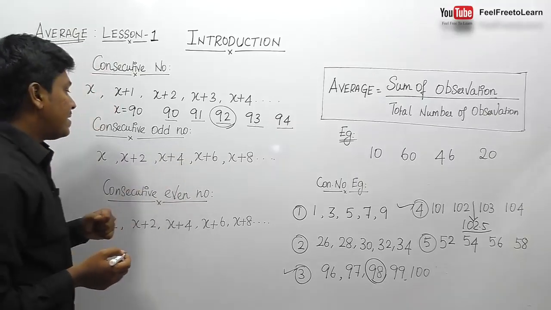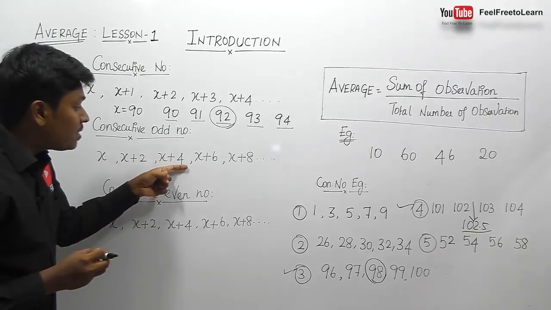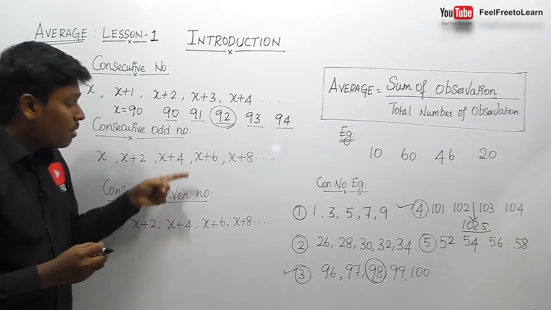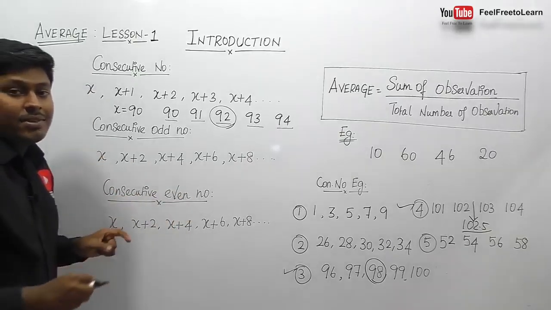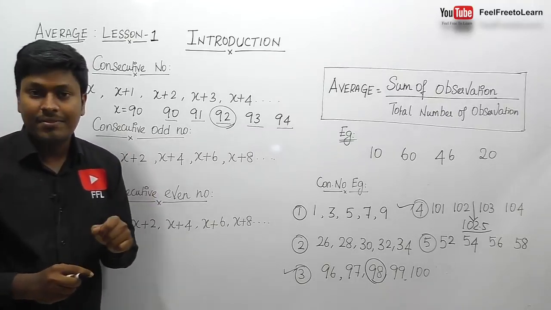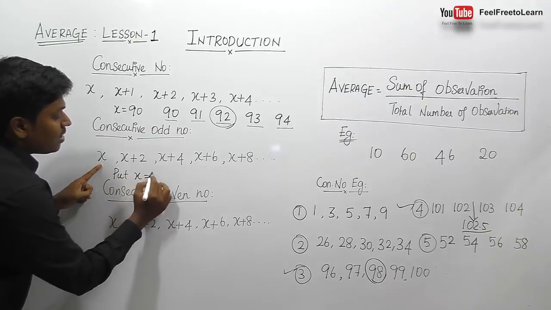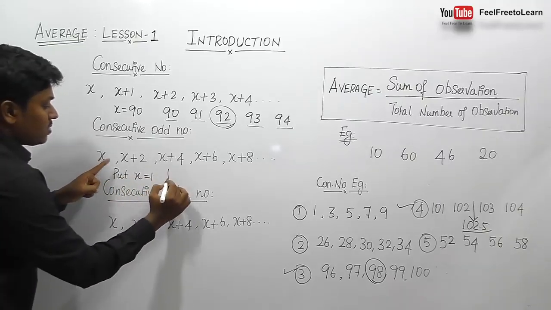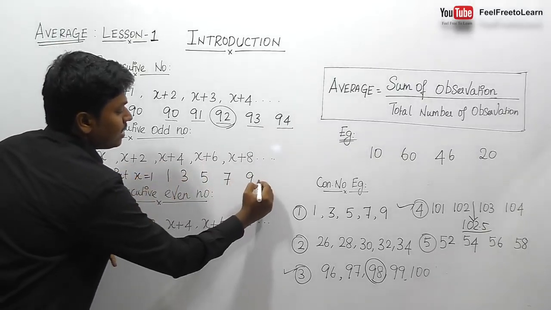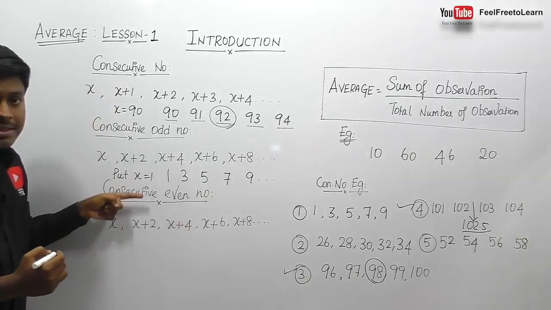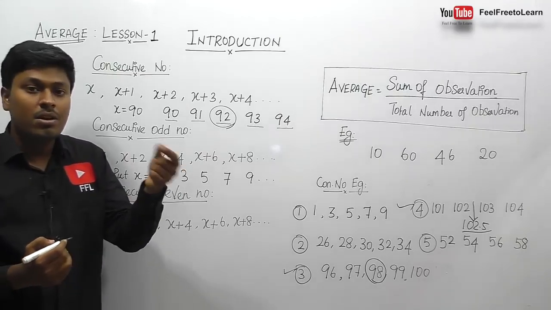So friends, the second case, listen here: consecutive odd numbers and consecutive even numbers. Both the consecutive odd numbers and even numbers have the same formulas. The value that you substitute for x determines whether the resultant will be consecutive odd or consecutive even numbers. Listen here friends, if I put x is equal to 1, it is an odd number, right? So the resultant will be 1, 1 plus 2 will be 3, 1 plus 4 will be 5, 1 plus 6 will be 7, 9 and so on. So friends, both formulas are the same, but the value that we substitute for x determines whether the result is consecutive odd or consecutive even.